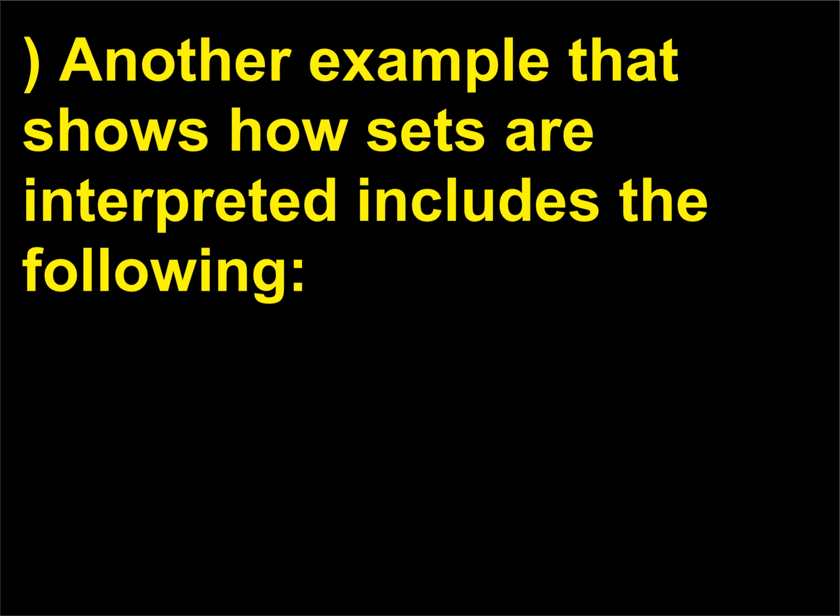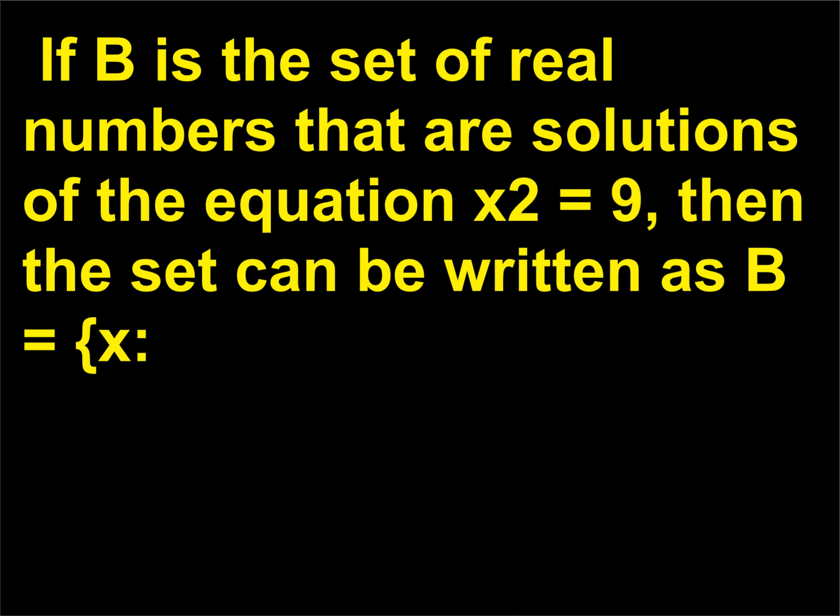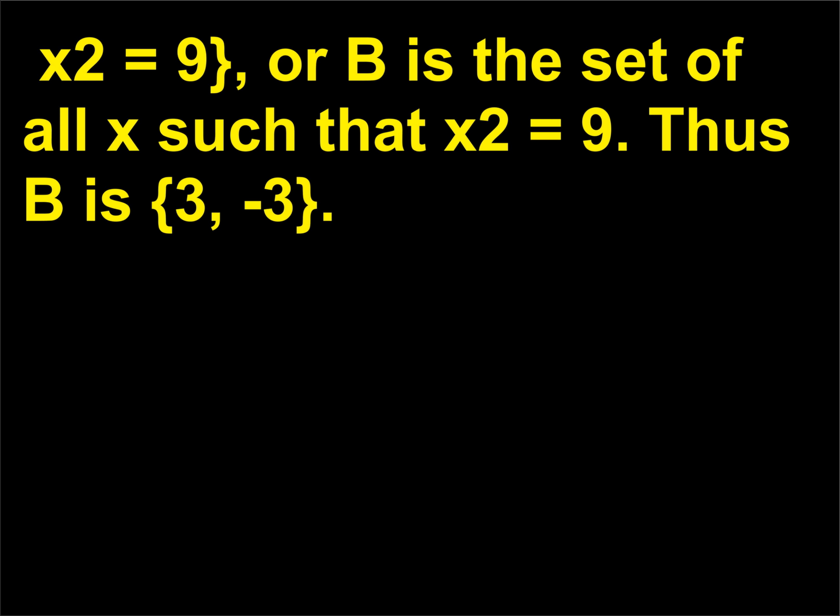Another example that shows how sets are interpreted includes the following. If B is the set of real numbers that are solutions of the equation x² equals 9, then the set can be written as B equals {x | x² equals 9}, or B is the set of all x such that x² equals 9. Thus B is {3, -3}.